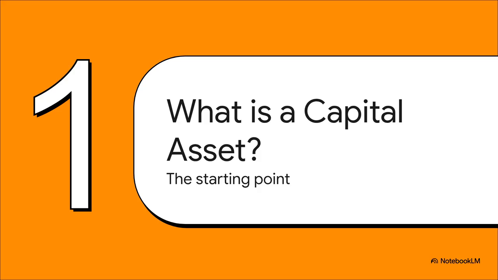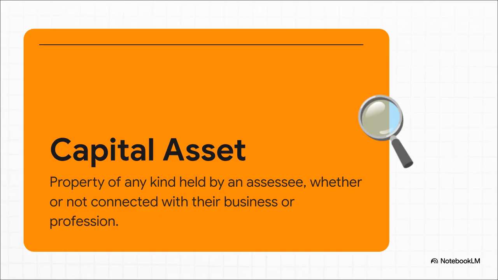Everything, and I mean everything, starts right here. Before you can even think about a gain or a loss, you've got to know if the thing you sold is considered a capital asset in the first place. So what makes the cut? The official definition is, well, it's incredibly broad. Notice that wording, property of any kind. That's huge. It means it covers pretty much everything you own, whether it's for your business or for your personal life. But, with taxes, the exceptions are just as important as the rule itself.